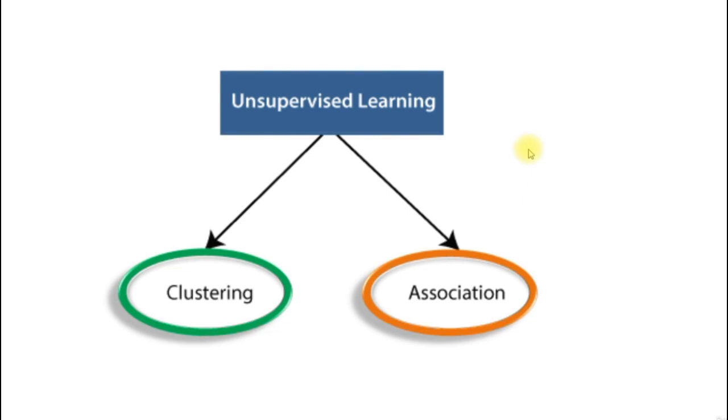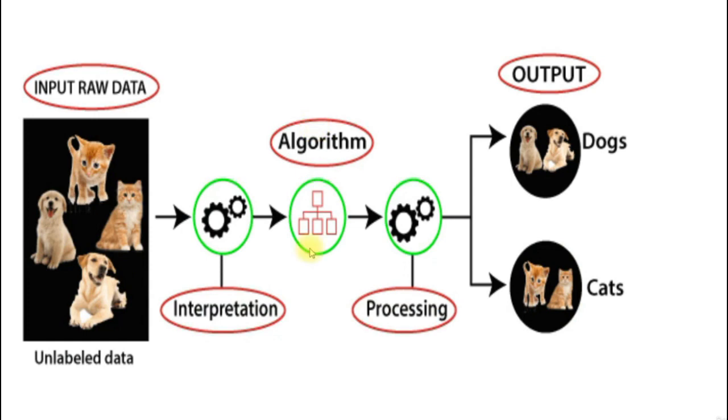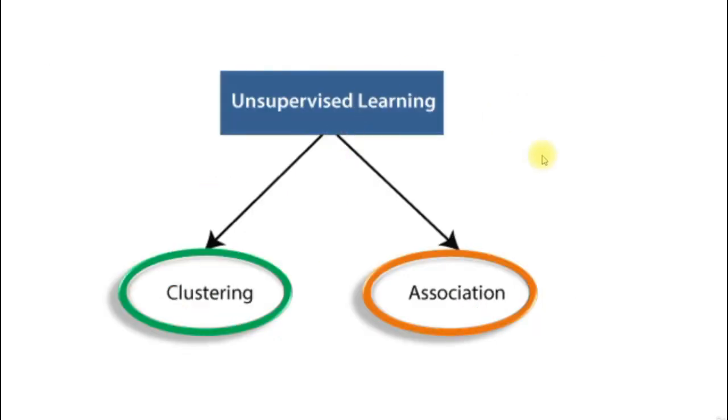Now, unsupervised learning can be further divided into two more subproblems. The first one is what we call the clustering problem, the example that we saw in the previous slide. This is a clustering problem. The second problem that we solve is the association problem, and a very famous example of association is market basket analysis.